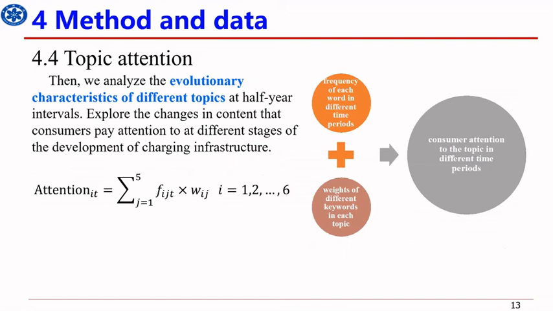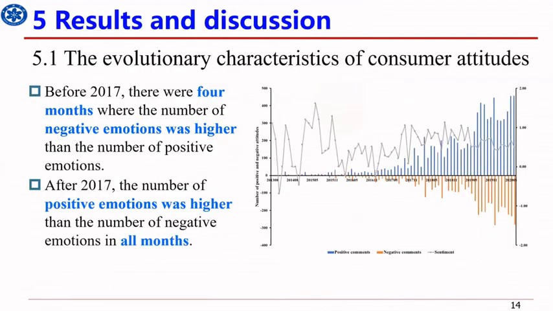Also, topic attention. We get the topic, and second, we calculate the topic attention. The topic attention has different weights for different content. We get the attention for one topic.